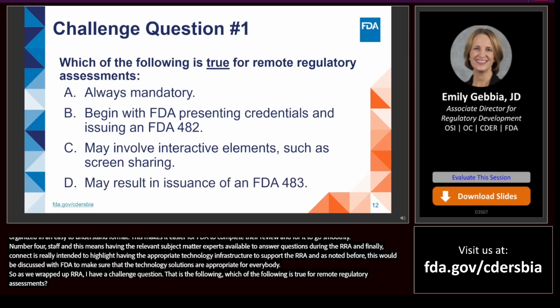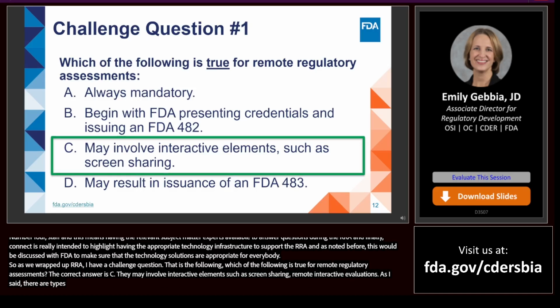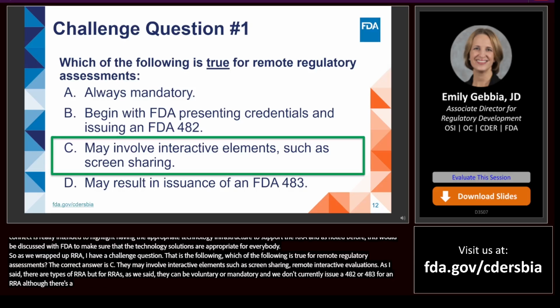And the correct answer is C. They may involve interactive elements such as screen sharing. Remote interactive evaluations, as I mentioned, are a type of RRA. But for RRAs, as we said, they can be voluntary or mandatory. And we don't currently issue a 482 or 483 for an RRA, although there may be a follow-up compliance or regulatory action as appropriate.